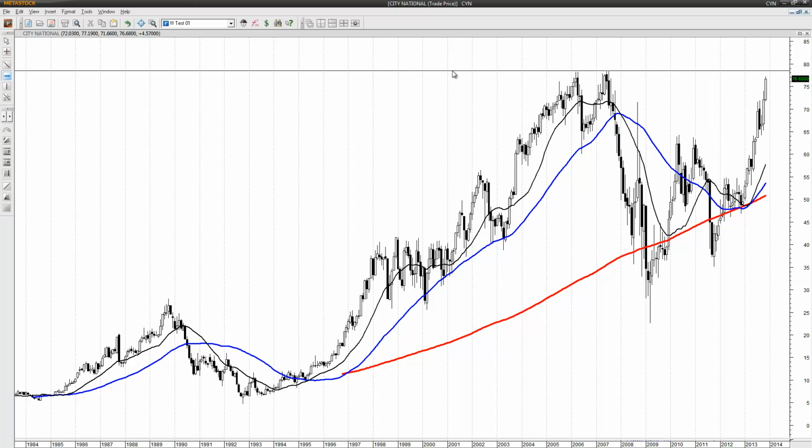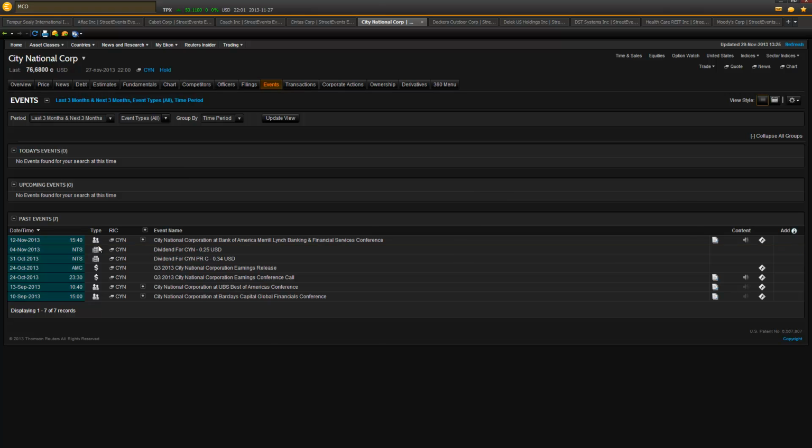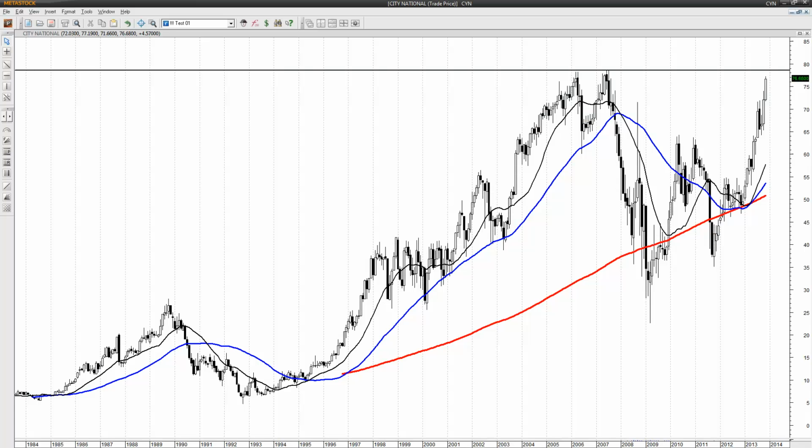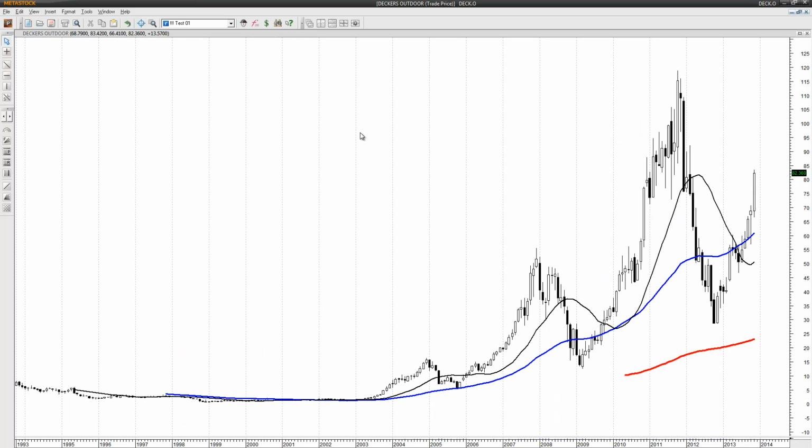Next limit order I'm gonna put in the market. Okay, I'm gonna use this pivot, City National. The high print is 78.54. That's where I put in my short sell limit order. Check for earnings for City National. No earnings. Next chart, Deckers Outdoor.